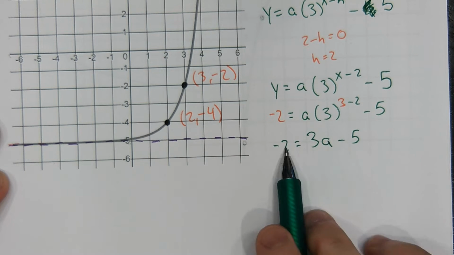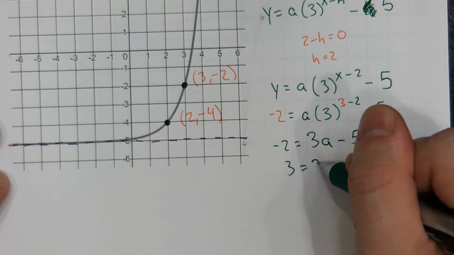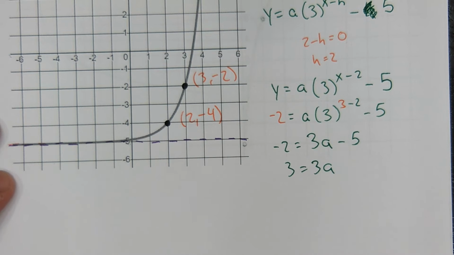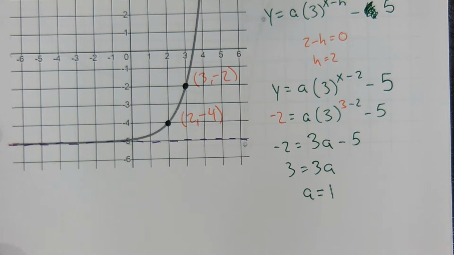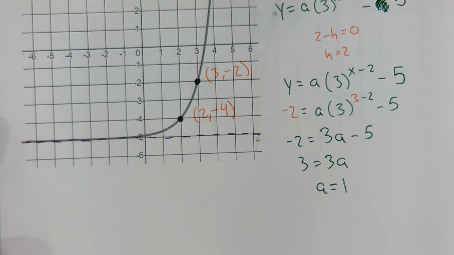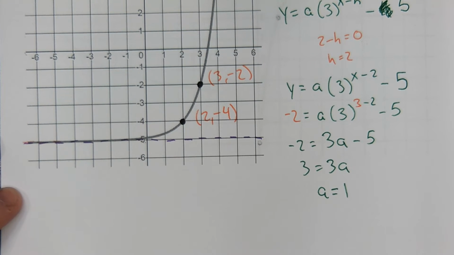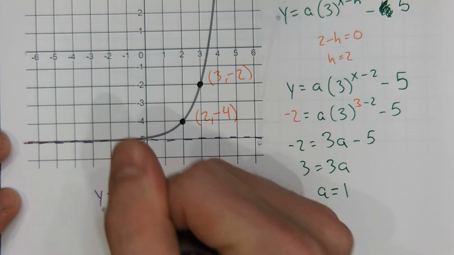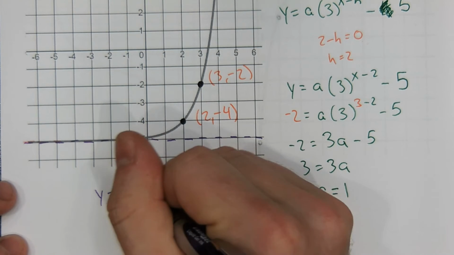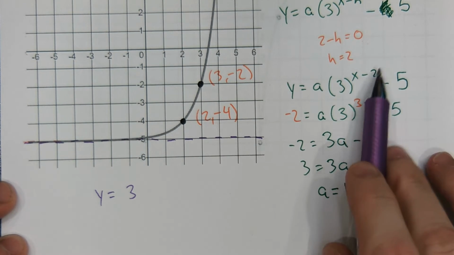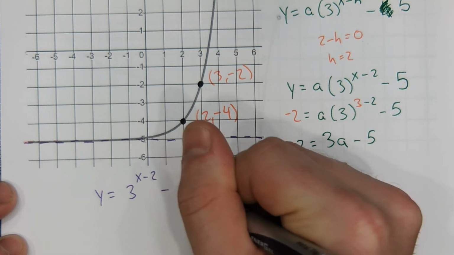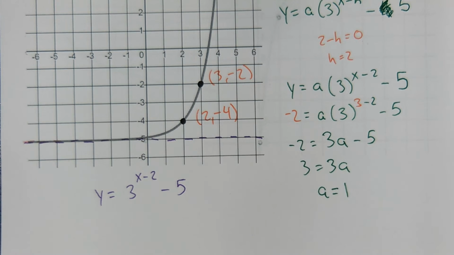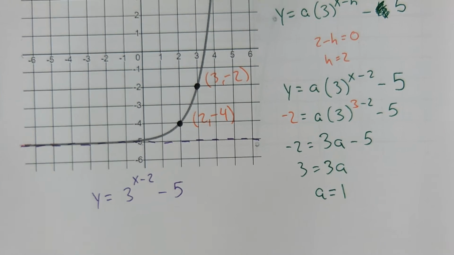We can add this 5 to the other side, and then divide both sides by 3, and what you get for this one is that a actually equals 1. So your grand finale equation for this graph is y equals, there is no reason to write the 1, 3 raised to the x minus 2, minus 5. Ta-da! Okay, let's do it again.